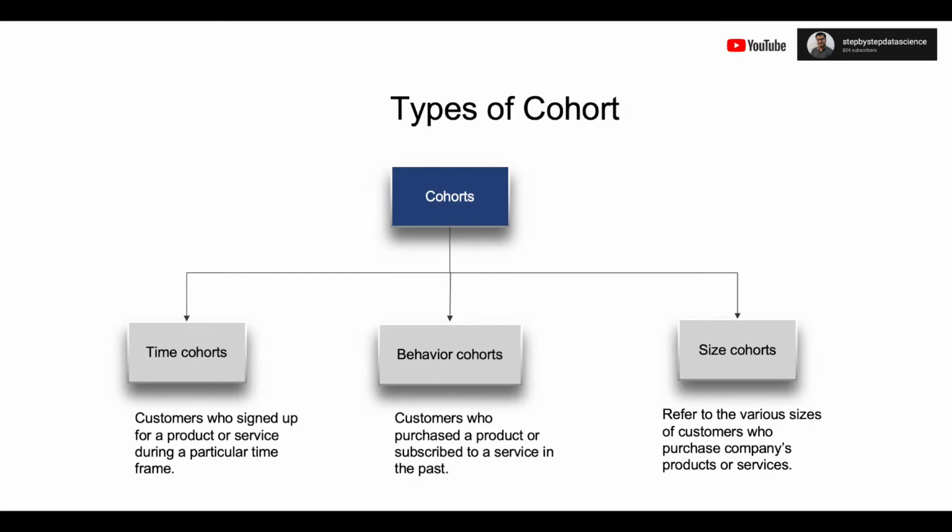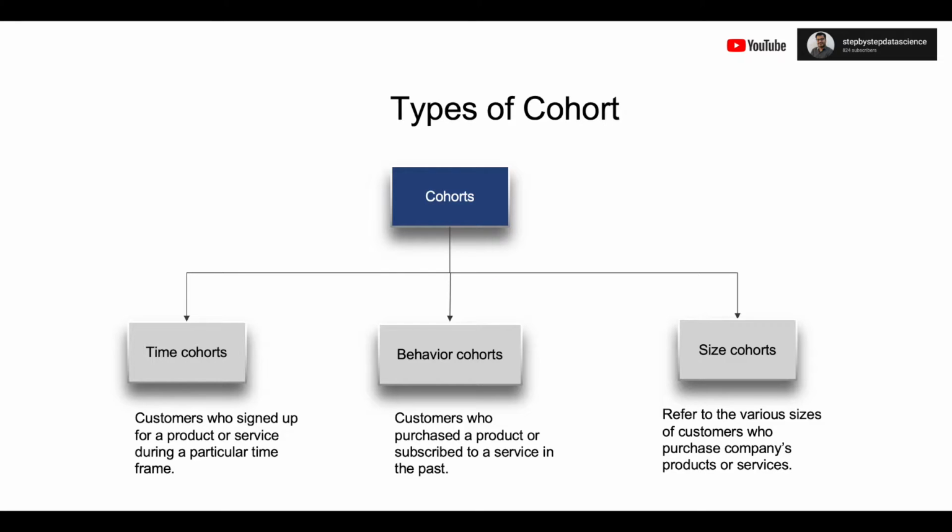A time cohort is when customers buy something or use some services, and we look at them based on the time frame. For example, someone bought some service in November but someone else in February, so we have two time cohorts, one for November and one for February. So that's the time cohort.